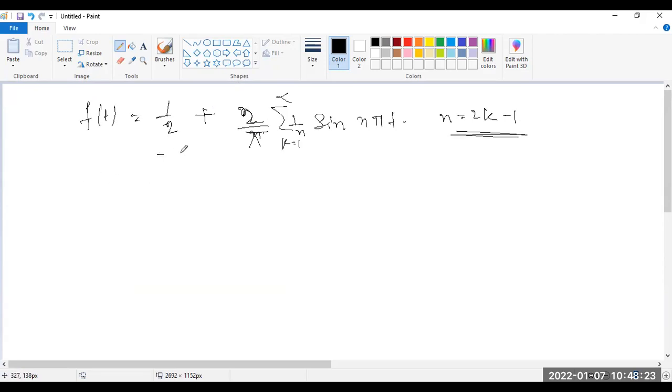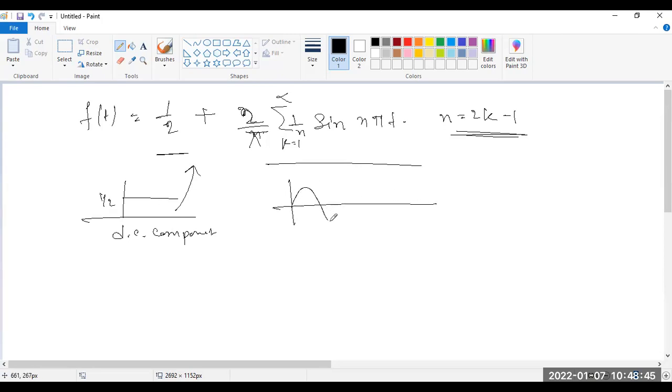Now there is one DC component and one sinusoidal component. So if I watch this, this is the DC component, that is half, that is your DC component. And another component is the sinusoidal component. Okay, this is your sinusoidal component, this part. Okay, so for the first harmonic you are getting this type of signal.